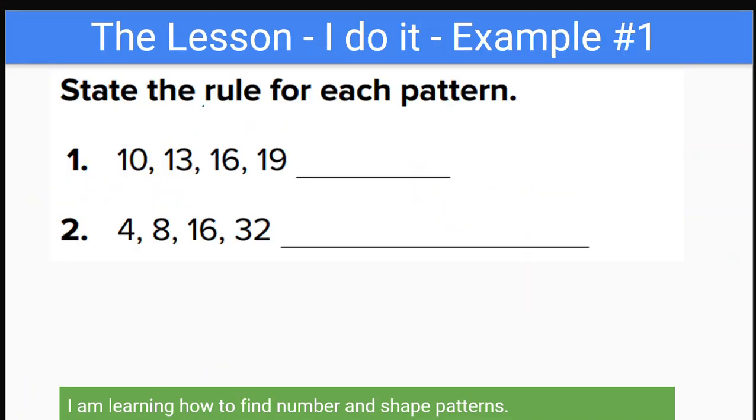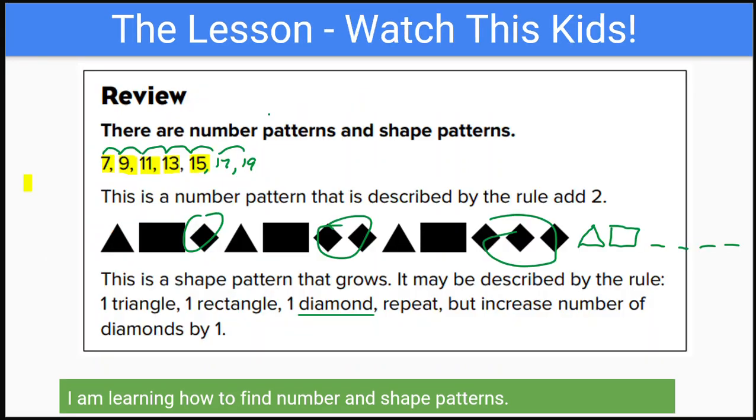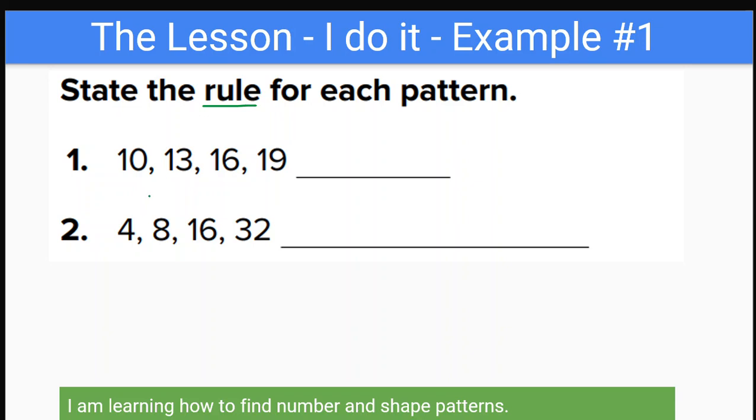Now they say here, state the rule, okay? In the last example, the rule was to add 2. Well, let's figure out this one right here. We start at 10. How do we get to 13? Add 3. How do you get to 16? Add 3 more. How do you get to 19? Add 3 more. So the rule is plus 3, to add 3, right? Now it doesn't tell you to extend this pattern at all. You don't have to tell what comes next. It just said state the rule for each pattern.